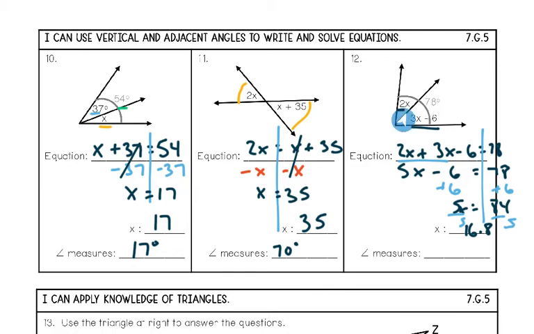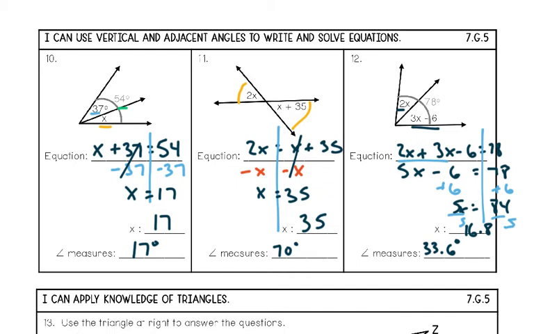I know the first angle is 2x, which means 2 times x. I know that x equals 16.8. So all I need to do to figure out what that first angle is, is do 2 times 16.8. And I got 33.6 degrees.